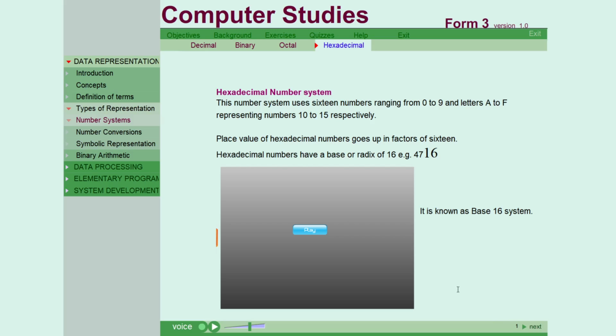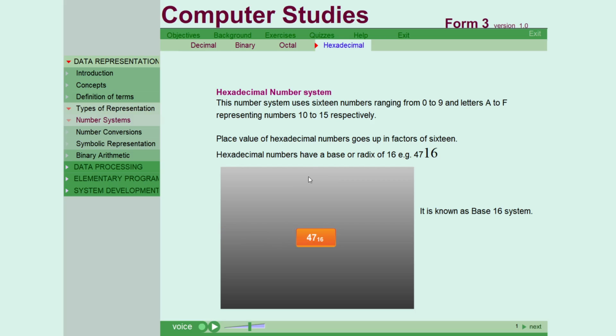Hexadecimal number system. This number system uses 16 numbers ranging from 0 to 9 and letters A to F, representing numbers 10 to 15 respectively. Place value of hexadecimal numbers goes up in factors of 16. Hexadecimal numbers have a base or radix of 16.